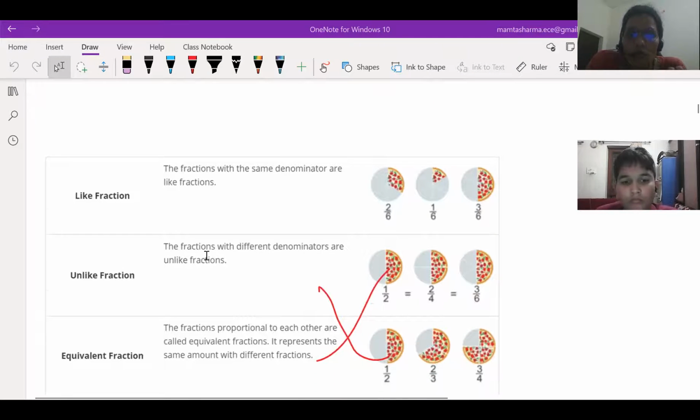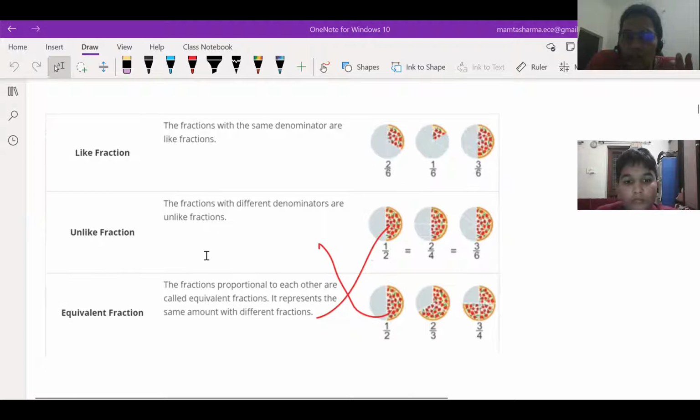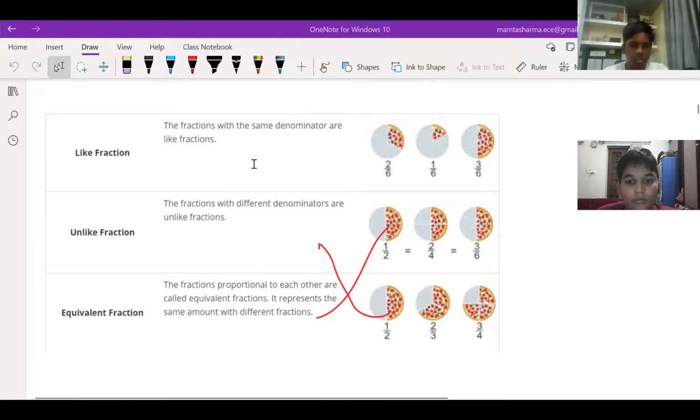Now like fraction. What is a like fraction? Ma'am, the fraction same.